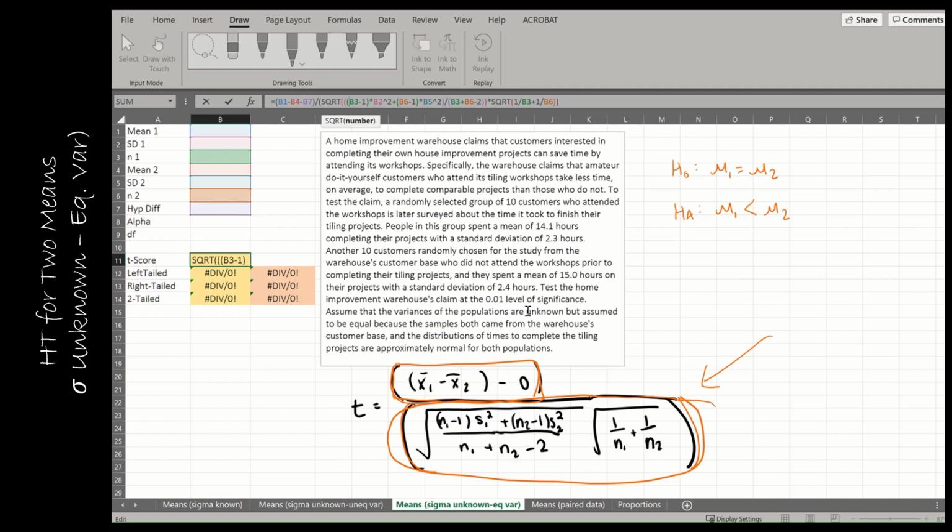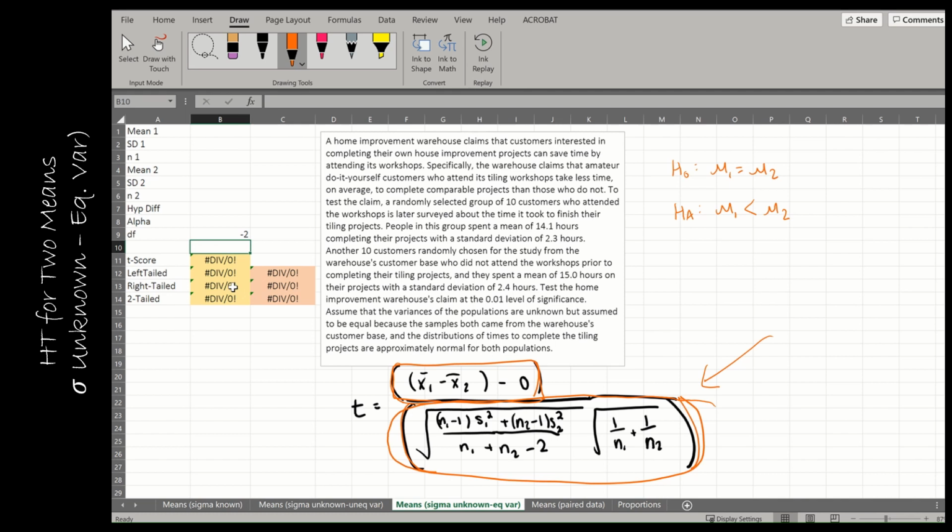So again, the t-score is the hard part. From there, the left-tailed p-value is just T.DIST of that value, and then of course the degrees of freedom, which for an equal variances question is the first n value plus the second n value minus 2.